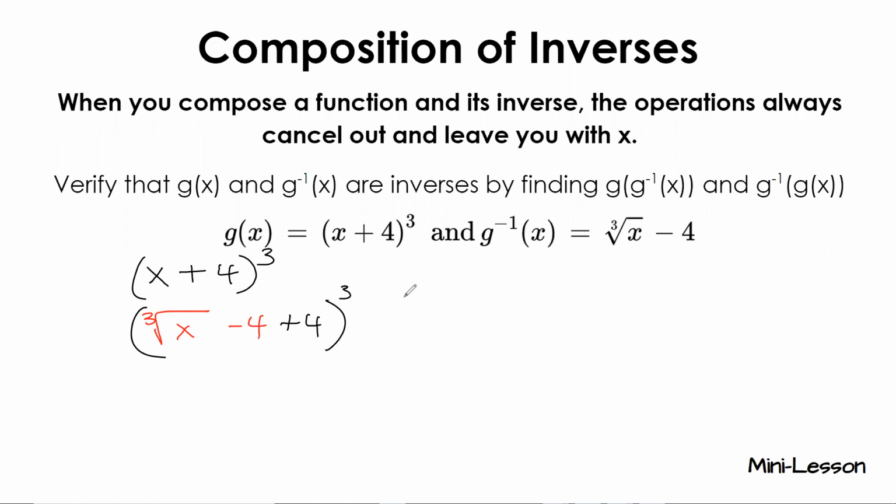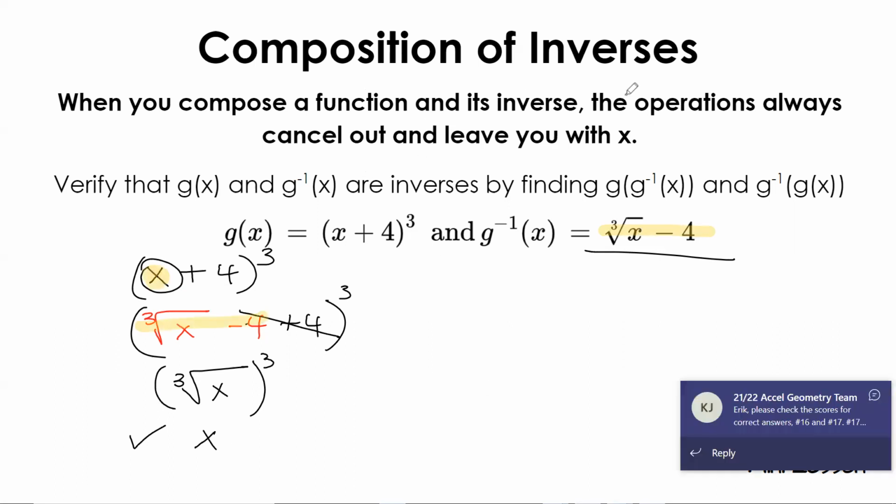Now, important part here. You've got to follow PEMDAS. So you do what's inside the parentheses first, and then you do your exponents. So these two things would cancel, and we would be left with the cubic root of x raised to the third power. If I have the cubic root raised to the third power, those cancel, and I get x. So I checked it this way, and it works. So I plug this junk into this x. So I took this guy and I plugged him in for this x.